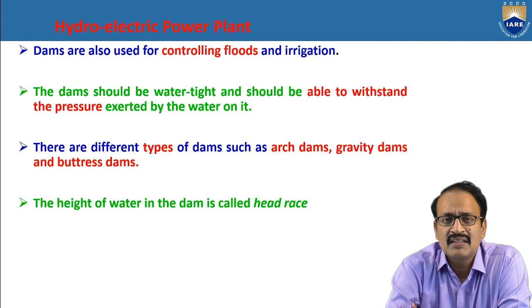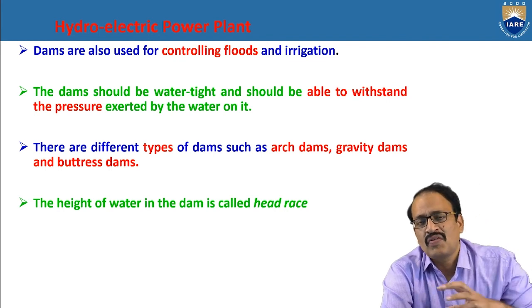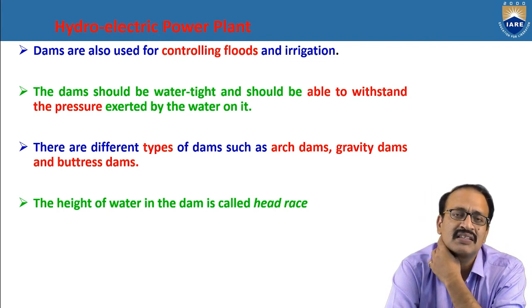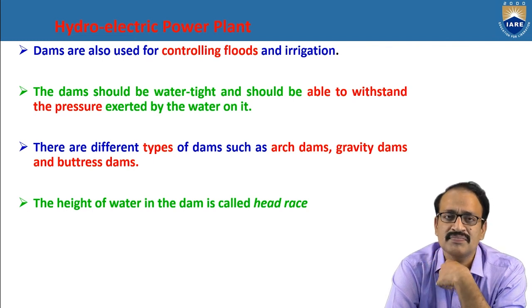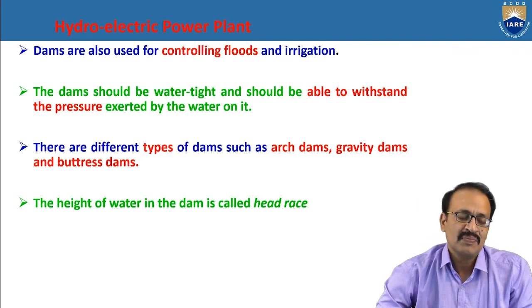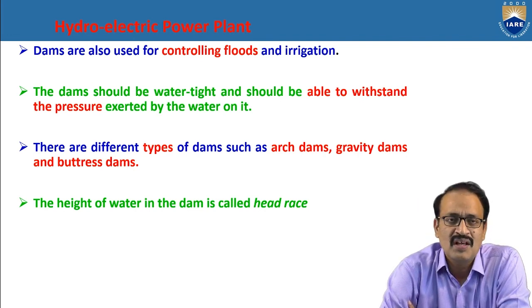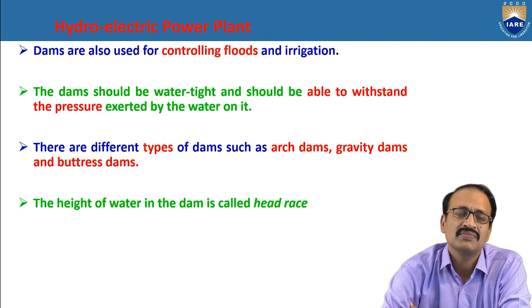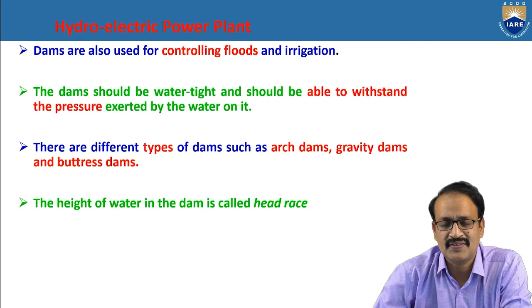The dam should be able to withstand the pressure of the water, and it should be watertight. The dams, basically, there will be three types: arc dams, gravity dams, and buttress dams. The head of water in the dam is called the head race.